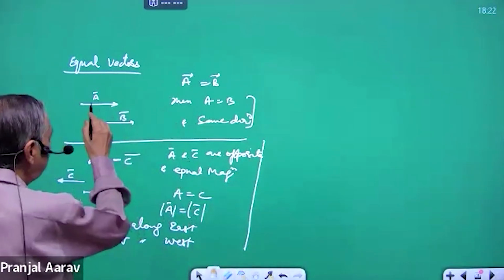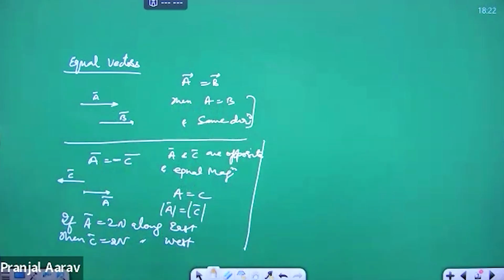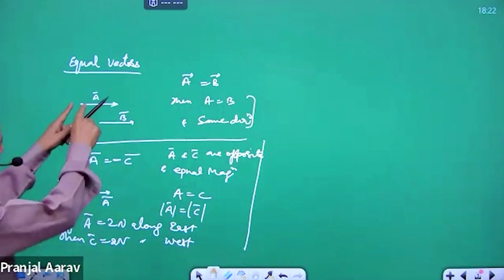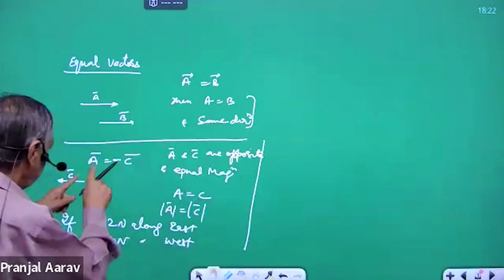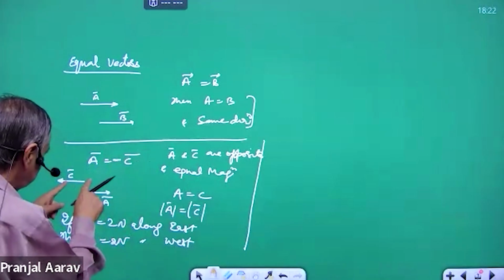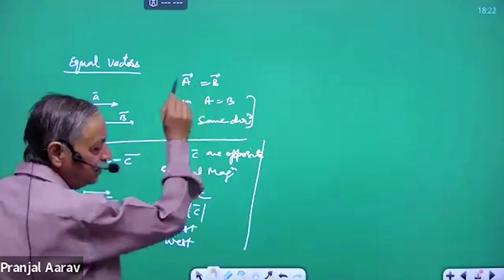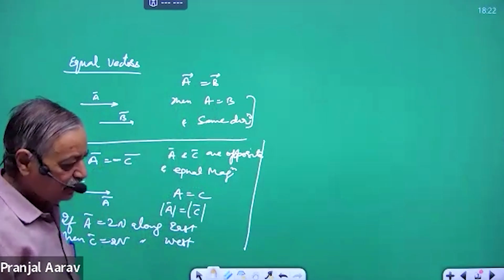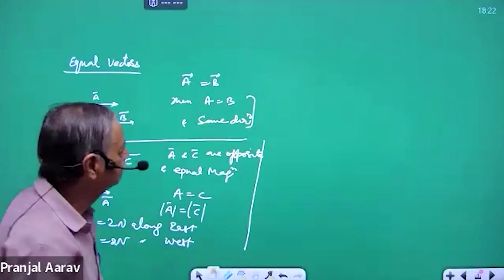If A is equal to B, then they have same direction. There is no other difference. Here there is no negative sign. A is equal to minus C means they have opposite direction. You can say two vectors are equal, you can apply this equal sign, only if the directions are either same or opposite.